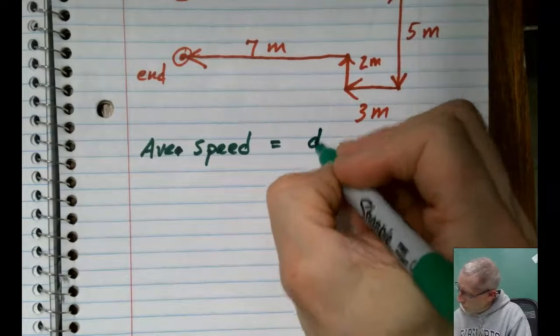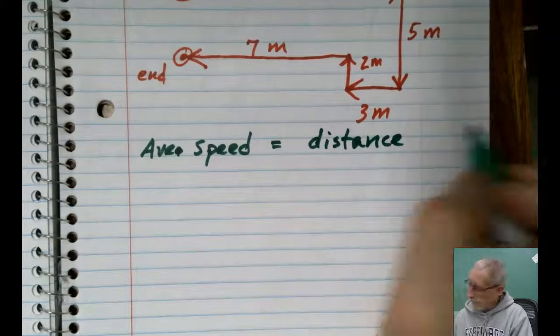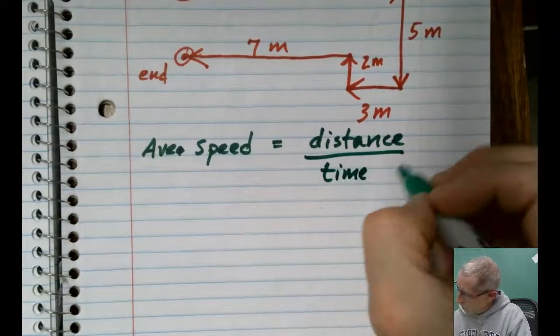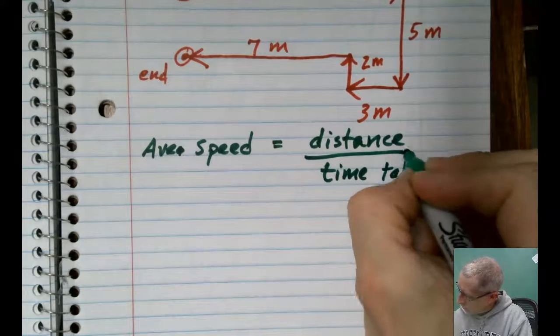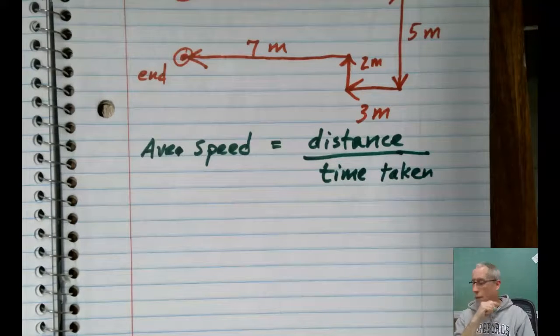So to find the average speed, we take the distance and divide it by the time it's taken to go that distance. So you have to know how long it took to do that. Okay?